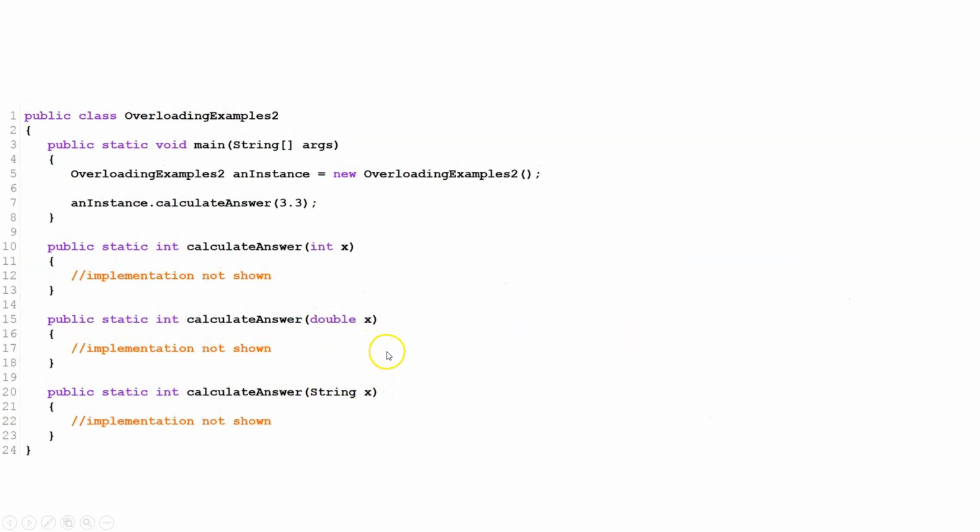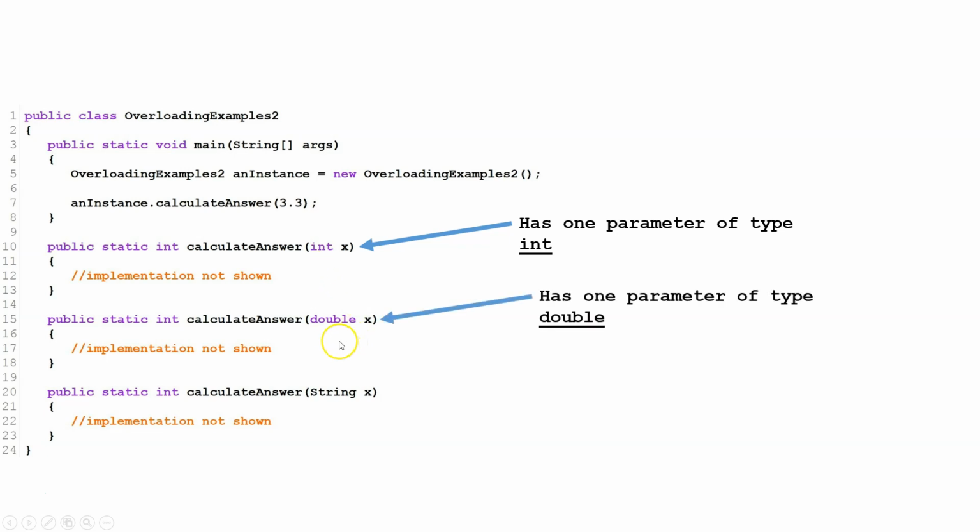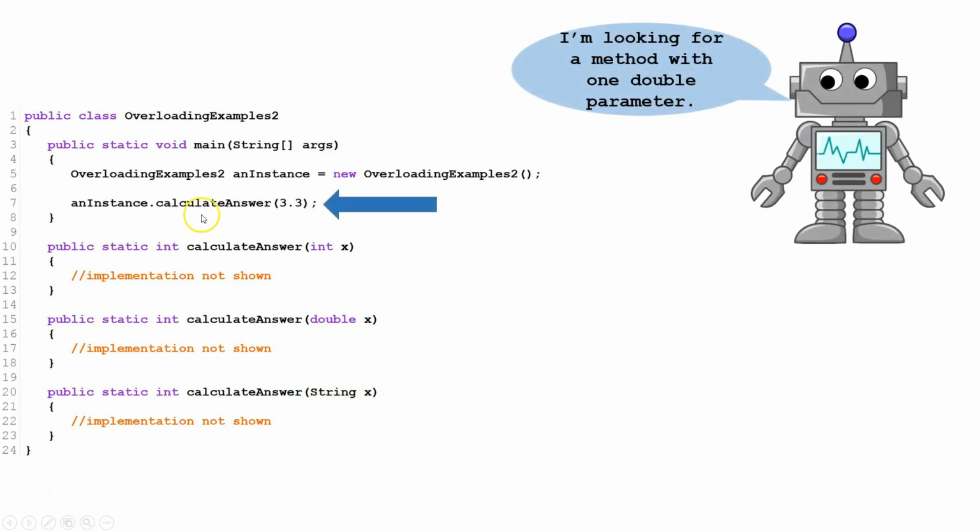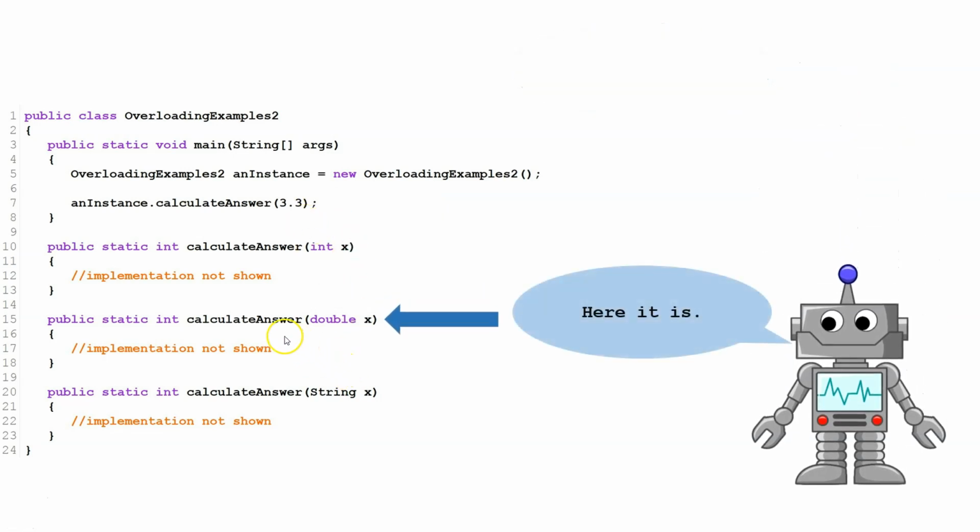Let's look at another example. We have 3 versions of calculate answer. The first one has 1 int parameter. The second one has 1 double parameter. The third one has 1 string parameter. When we call calculate answer, we have 1 double argument. The compiler will use this to match it up to the correct version of calculate answer right here.